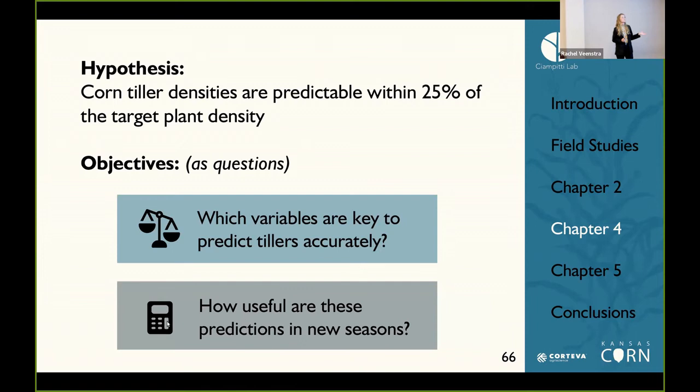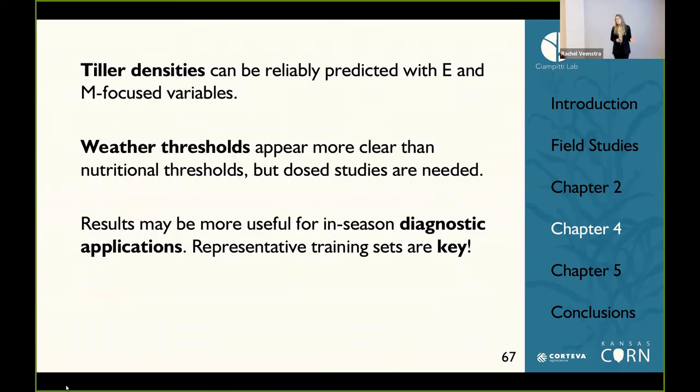So again, our hypothesis: corn tiller densities are predictable within 25% of the target plant density. We explored these two questions. The take-home messages from this chapter are that tiller densities can be reliably predicted with environment and management variables that we identified. Weather thresholds in our study appeared more clear, but that's because we don't have good dosed data on our fertility variables. And the importance of a representative training set is key to this. We saw that it can change your results a lot based on what you're feeding your model.